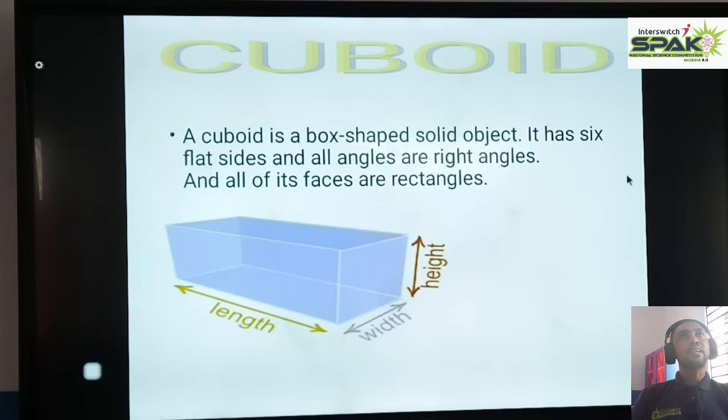First shape we'll be looking at here is the cuboid. What is a cuboid? A cuboid is a box-shaped solid object. It has 6 flat sides and all angles are right angles. And all of its faces are rectangles. You can see this is an example of a cuboid. You can see the length, the width, and the height. These are the 3 dimensions.